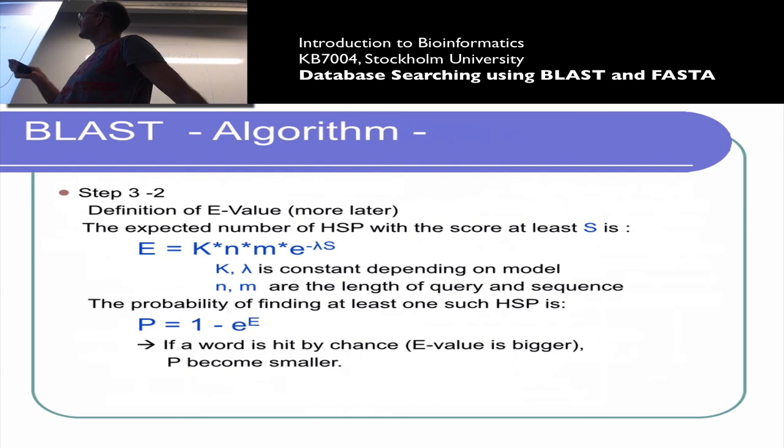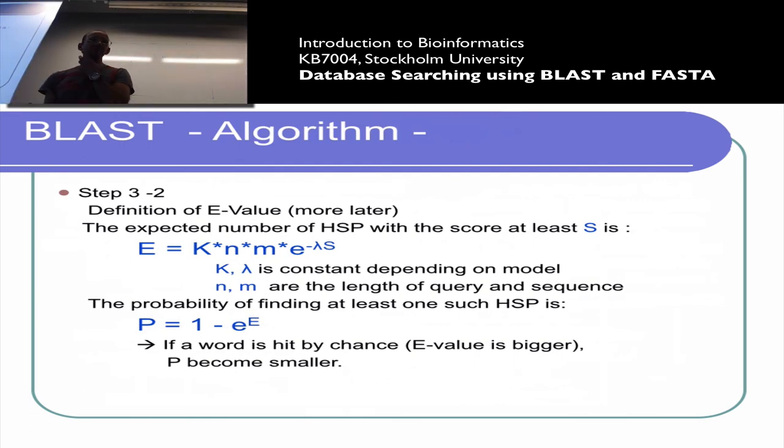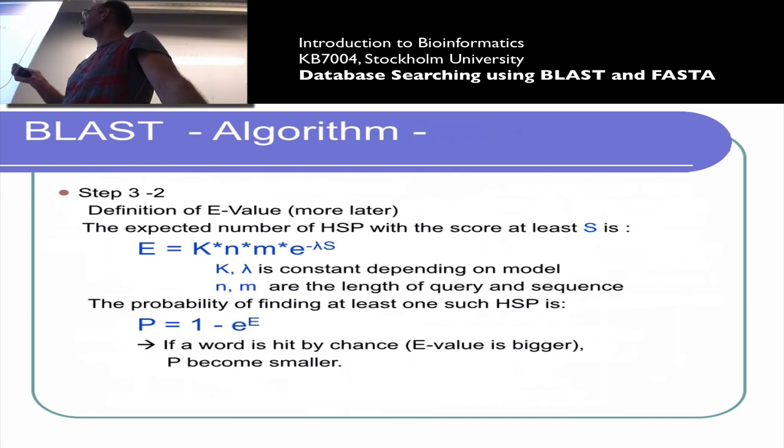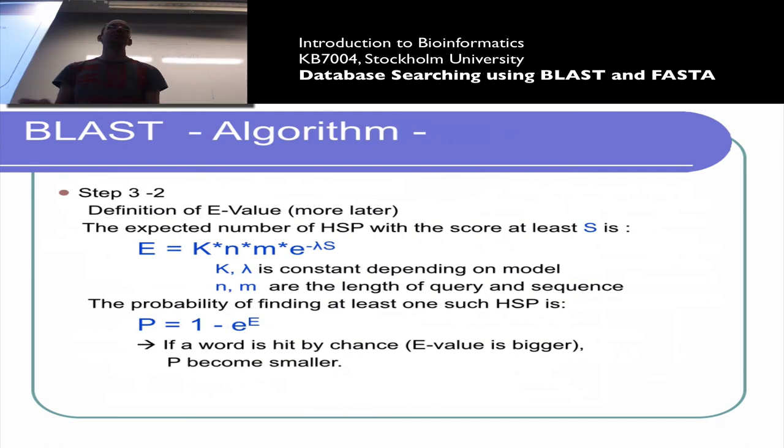We will talk more about it. This is basically how many high scoring pairs you find with a score of at least S. So that is an E value that depends on K and lambda as constants, depending on the model, basically the substitution matrix. N and M are the lengths of the query and the sequences, and S is the score. So the probability to find something decreases exponentially with the score. The higher the score you have, the smaller the number you get. N and M are just the lengths of the sequences. If you have a longer sequence and a longer database, the E value gets higher, so it's more likely to find a match by random. If you search a small database, it's extremely unlikely to find a random match. But if you have a big database, it's bigger. It is actually linear in the size of these two.